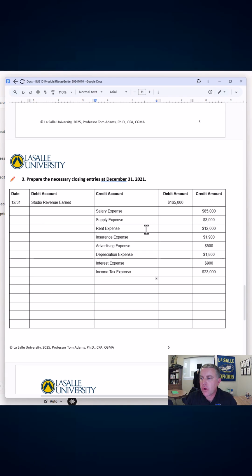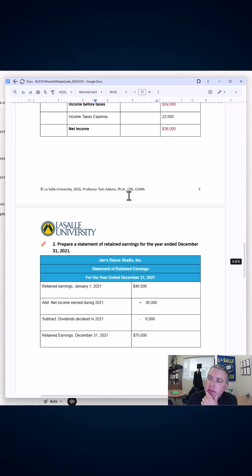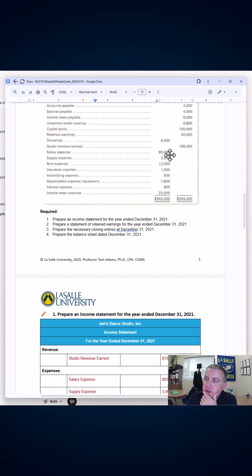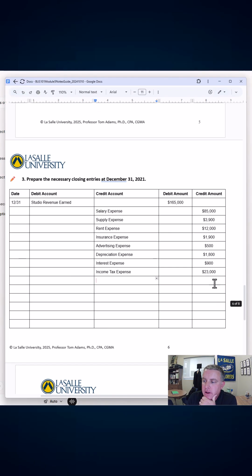All right, so I have all the accounts listed here in my closing entry. You'll notice all the expenses that had debits in the trial balance are now credits. So we need to reverse these numbers by doing the opposite. Same thing with studio revenue earned. And if we add up all the credits, they will not equal the credits, or I'm sorry, they will not equal the debit.